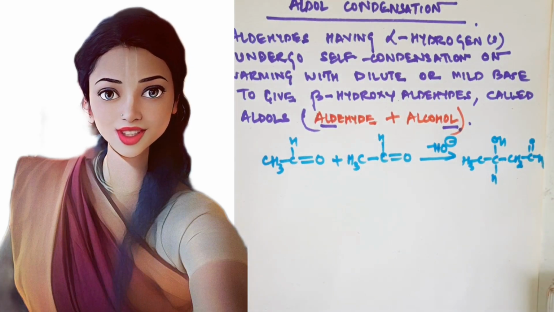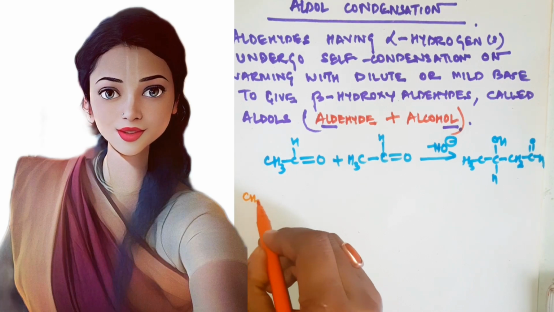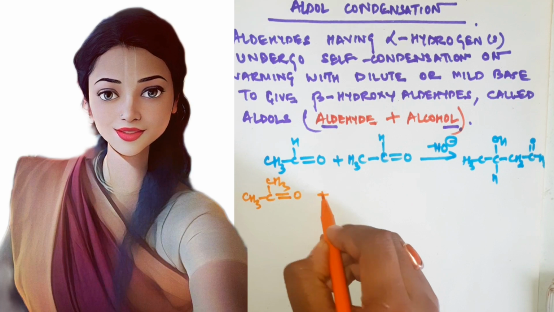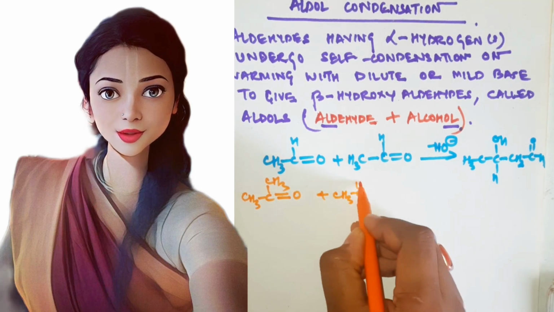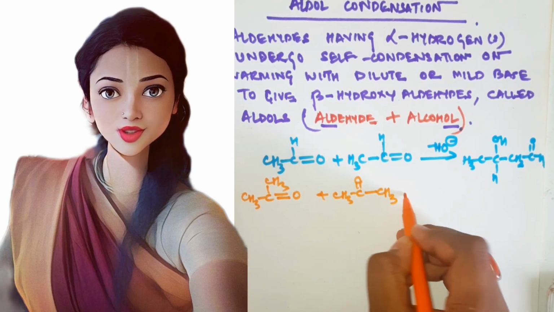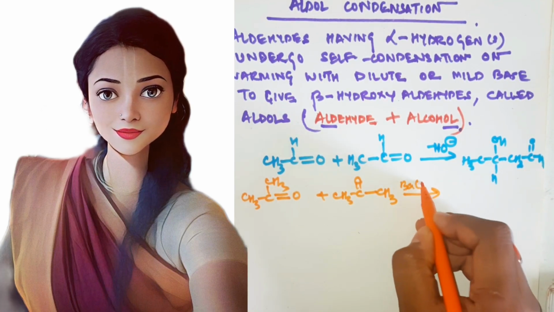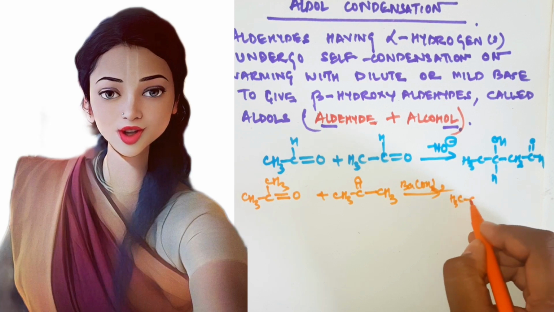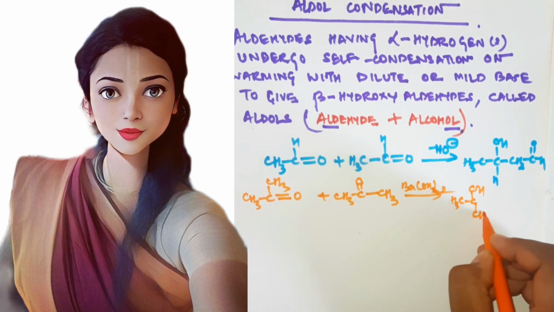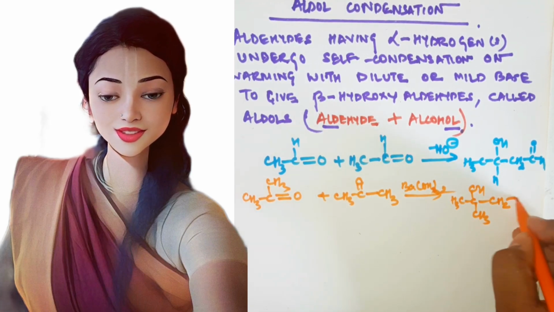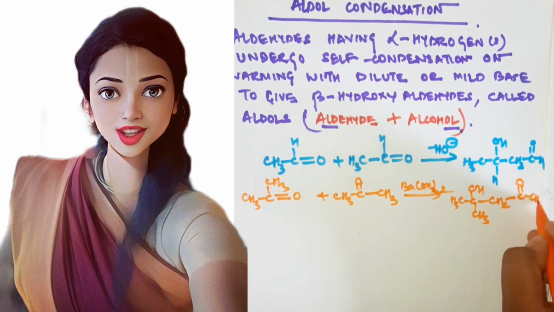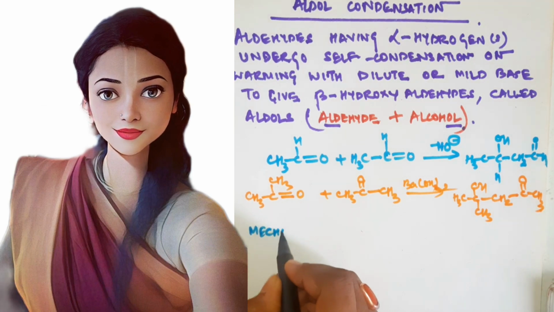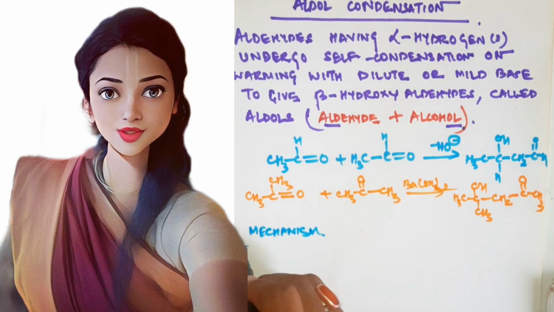The alpha carbon is the carbon next to the carbon containing the functional group. Similarly, if you take a ketone, like acetone, the simple molecule CH3 C double bond O CH3, and take this again, you are going to get CH3 COH CH2 C double bond O CH3. So this is the beta hydroxy ketone formation and the beta hydroxy aldehyde formation. These are the two products you are getting.